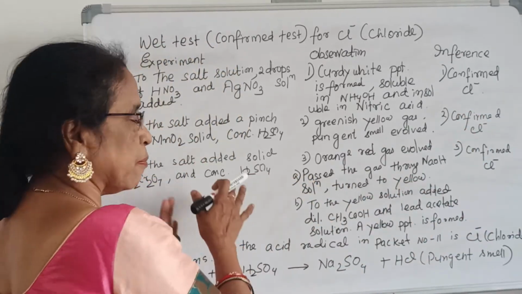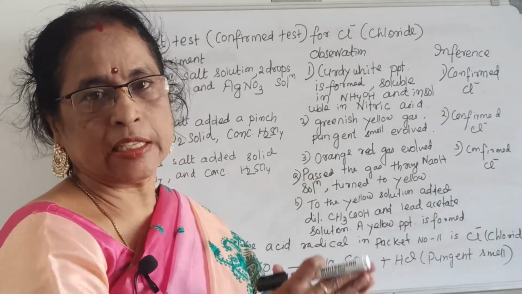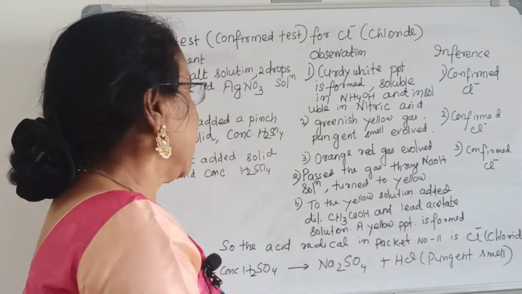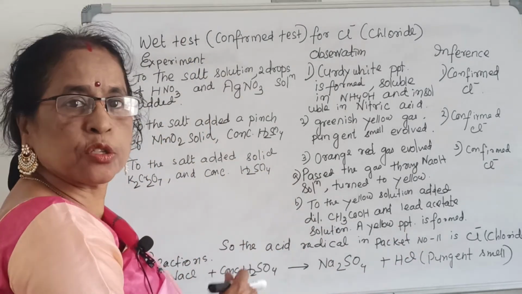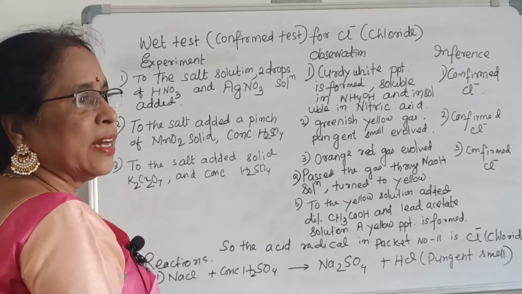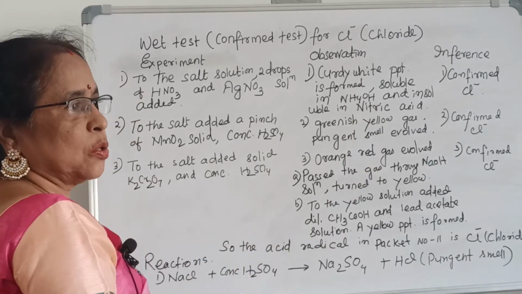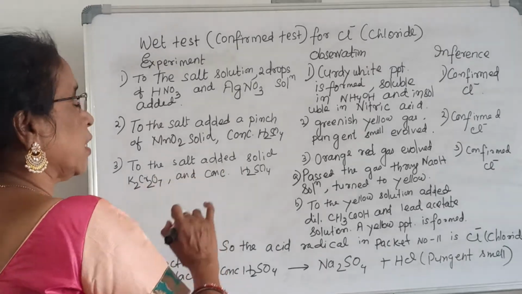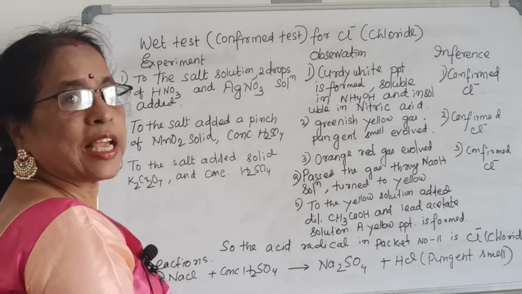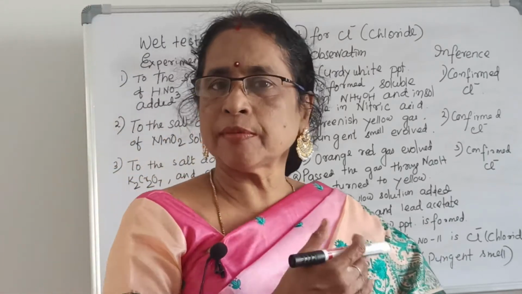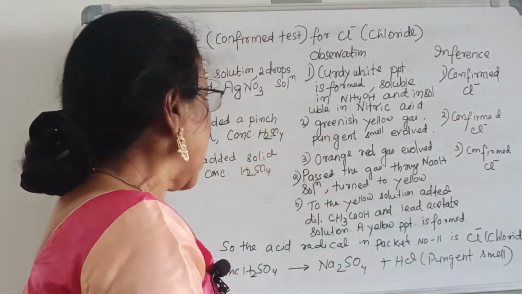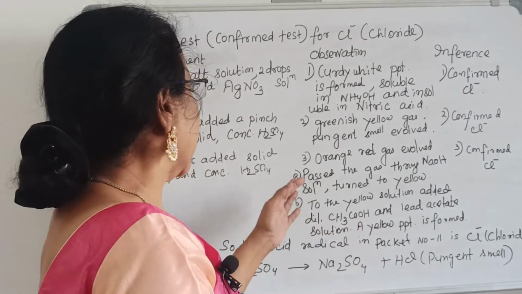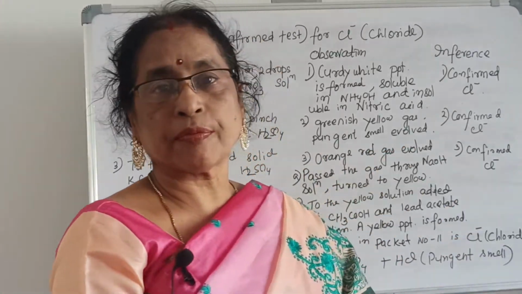That means here it is very important: manganese dioxide, which is black and solid, is added to the salt, and concentrated sulfuric acid is also added, and it gives a greenish yellow gas, that is chlorine gas. Next important test: to the salt is added potassium dichromate. What is the color of the potassium dichromate? That is orange color. And add concentrated sulfuric acid, and what happens here, it gives an orange red gas.